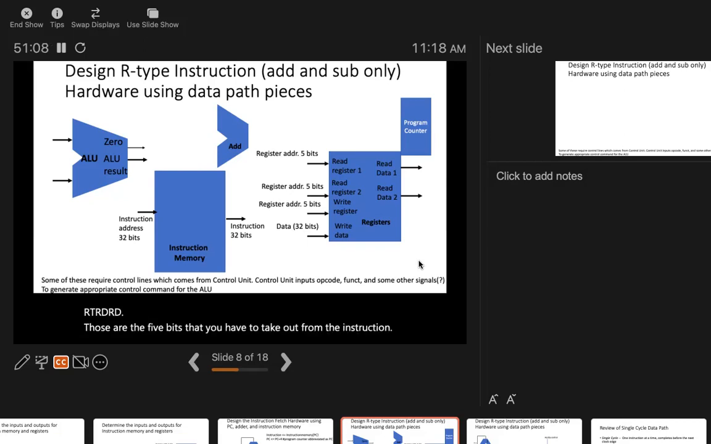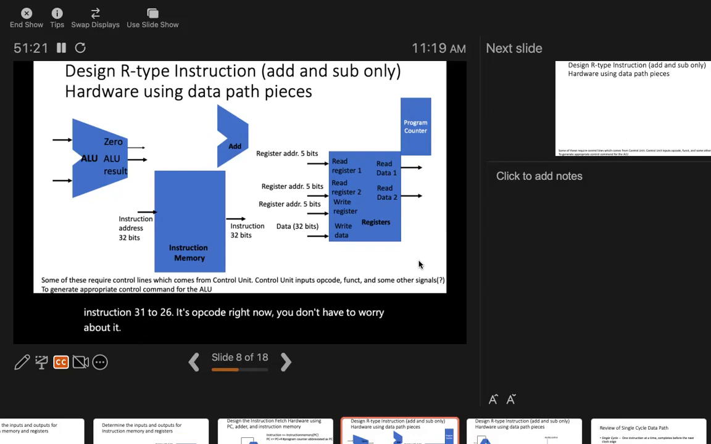So let me repeat this one more time. Instruction 31, 30, 29, 28, 27, 26. Instruction 31 to 26, it's opcode. Right now you don't have to worry about it. Then instruction 25 to 21, those are the RS bits. Determine where they should go in. Then from 20 to 16 are the RT bits. Determine where they should go in. Then 15 to 11, 15, 14, 13, 12, 11. 15 to 11 are RD. Determine where they should go in.